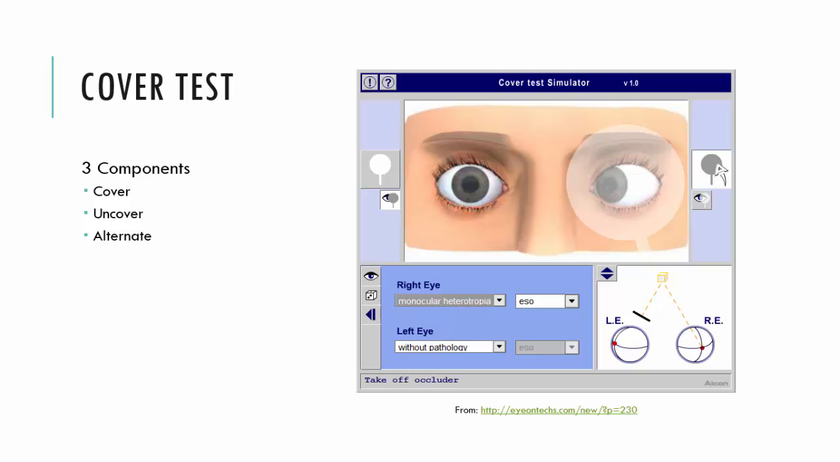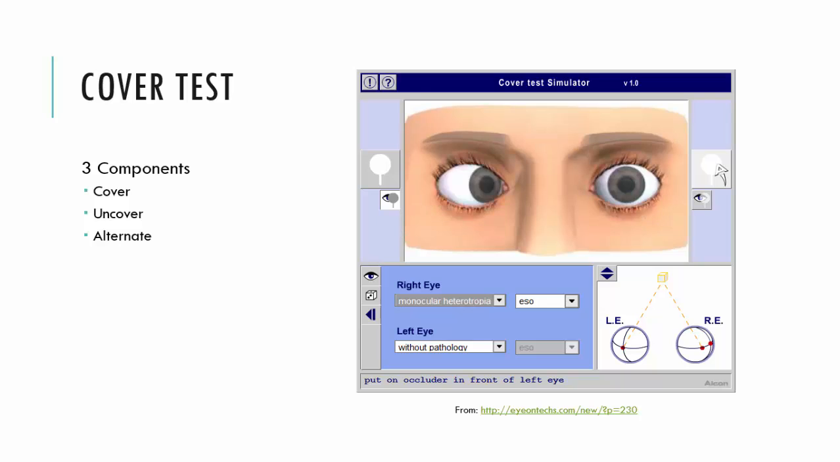So when I take the occluder away, all I see is the left eye returning to take up fixation. I'm not seeing a latent deviation. And this makes logical sense. Patients with a large manifest deviation do not have underlying latent deviations also.